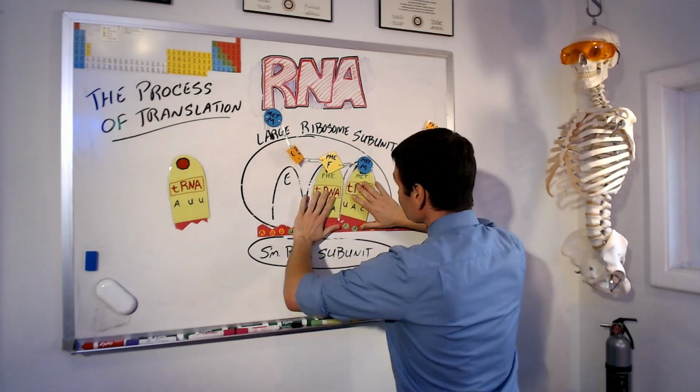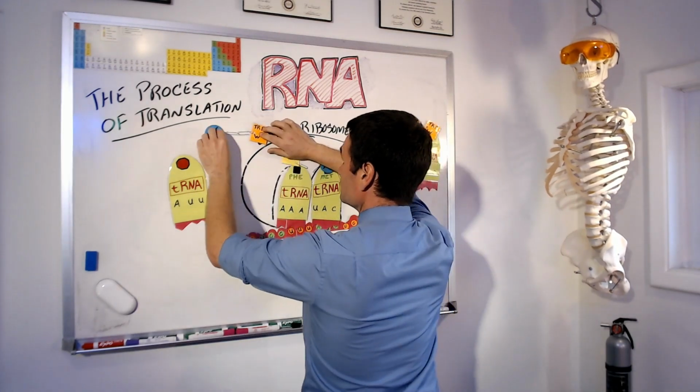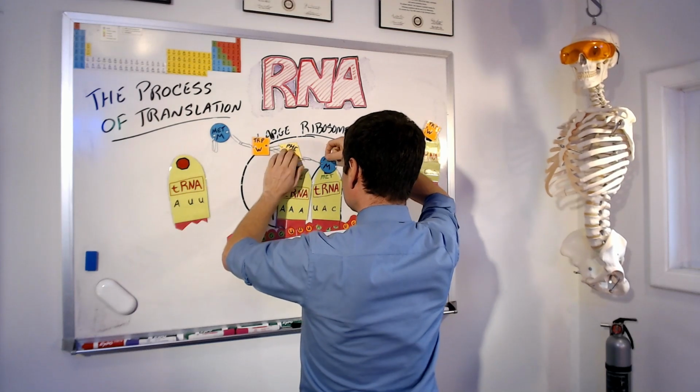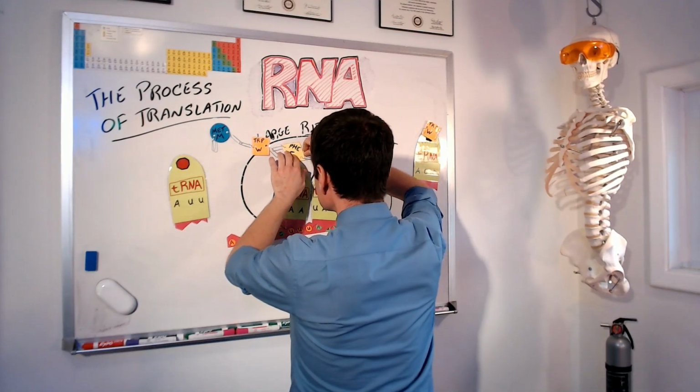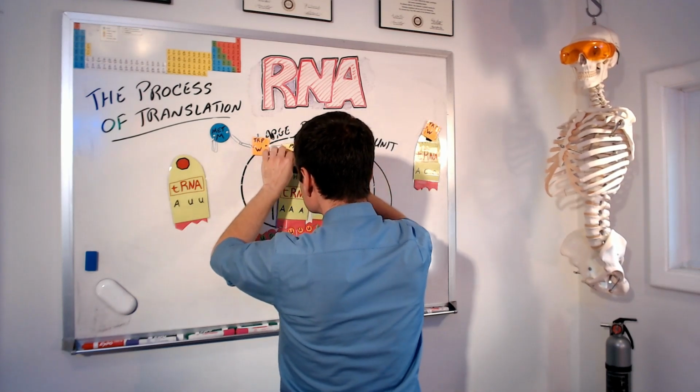This process continues over and over again, with new tRNAs entering through the A site and exiting through the E site, and new peptide bonds being formed at the P site until eventually a stop codon is reached.